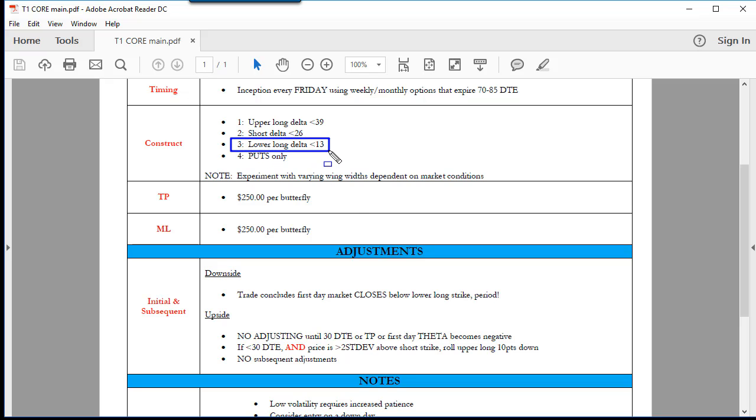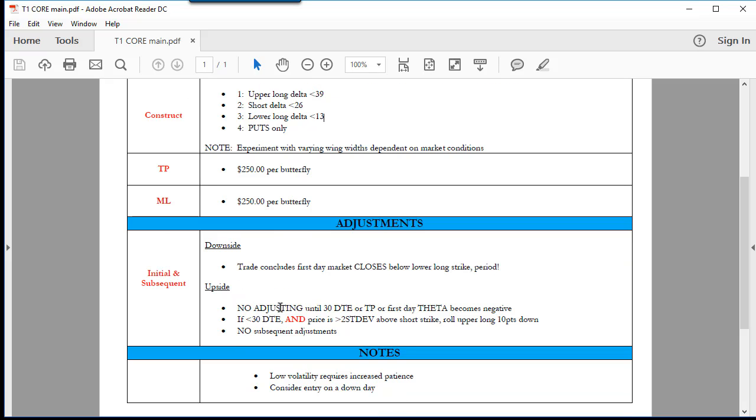The first day that it closes underneath that lower long strike, the trade closes. We exit the trade. All right. On the upside, we do nothing until we hit 30 days to expiration, or take profit is hit, or the first day theta becomes negative.